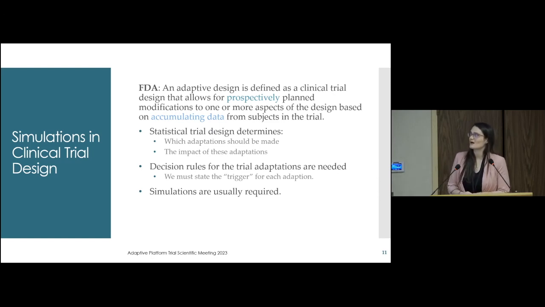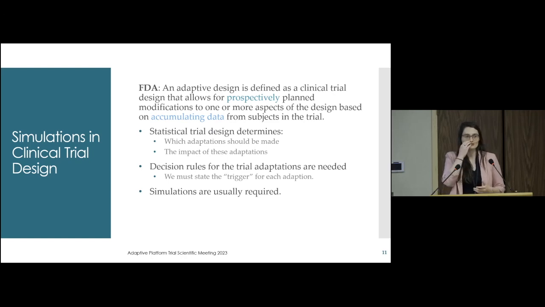An adaptive design is defined as a clinical trial that allows for prospectively planned modifications to one or more aspects of the design based on accumulating data from subjects in the trial. So there are two key things highlighted in blue here. An adaptive design means we need to pre-specify, or prospectively decide, what adaptations we're going to do. And I think there was a good highlight that maybe the RECOVERY trial, in its speed, didn't quite do that as well as it could have.